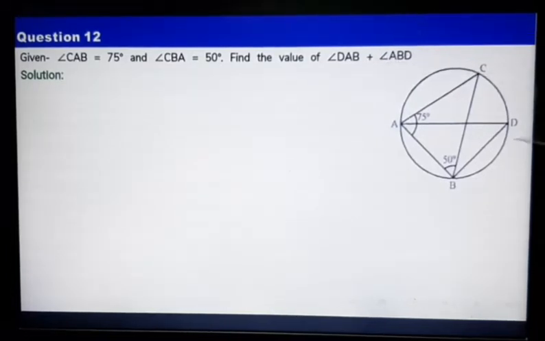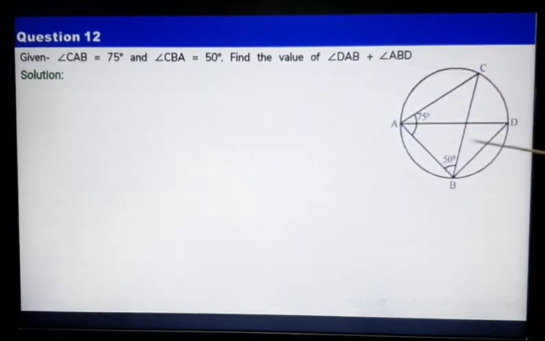Let us see where is DAB. So DAB means only this much, plus ABD, that means this much. So this angle and this angle we need to find and we need to add them. Now in order to do that, let us see where these two angles lie. So definitely DAB and ABD both lie in this particular triangle.